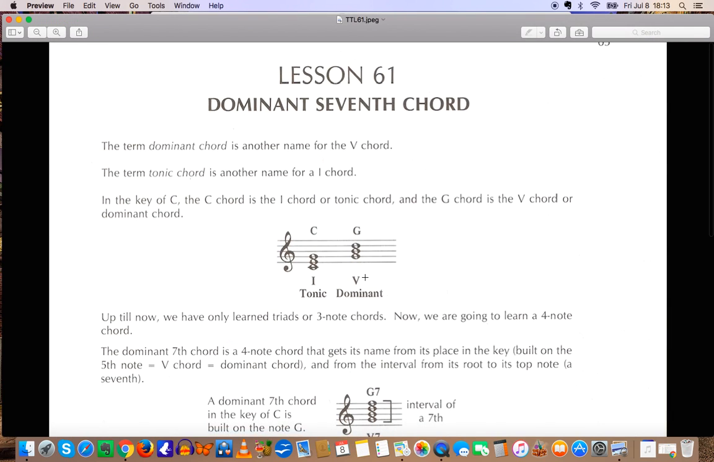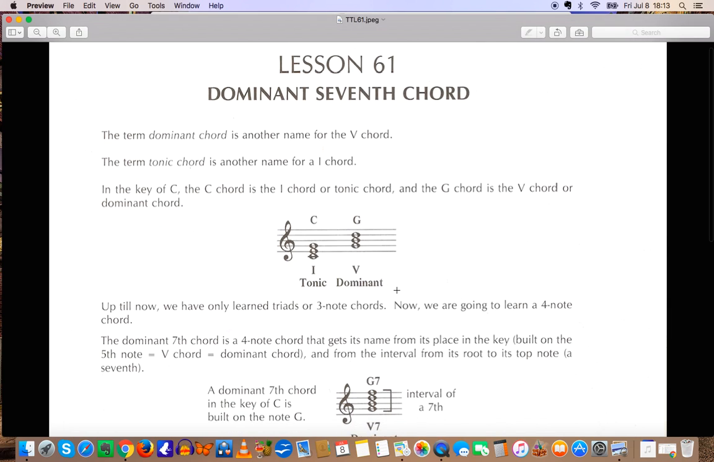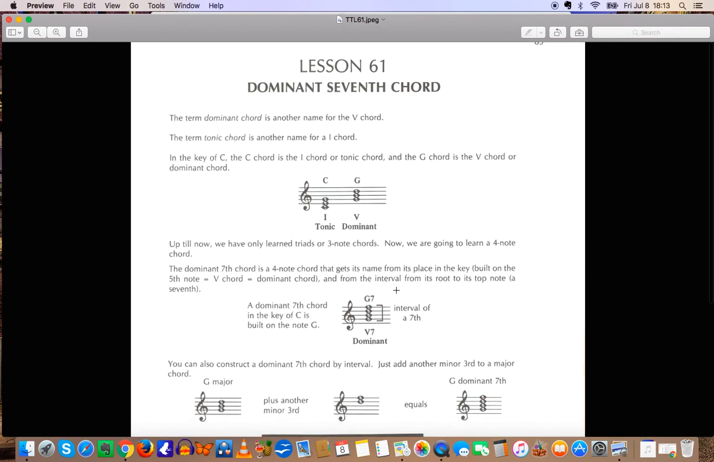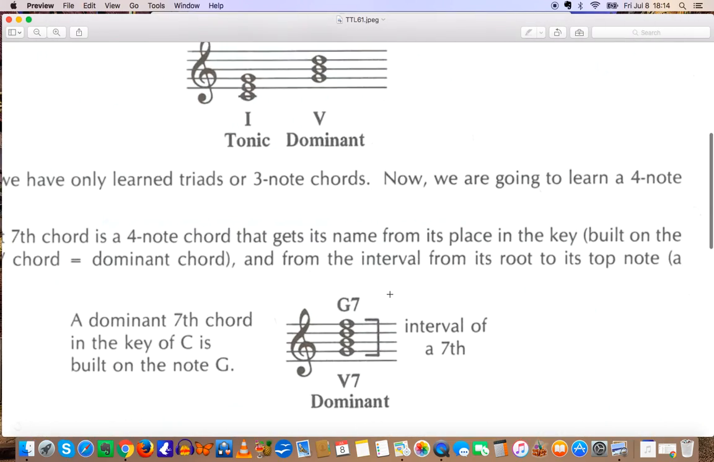We're talking about dominant seventh chords, as you can see, and you're definitely going to want to have completed the other lessons before you start on this one. So, let's just get into it.